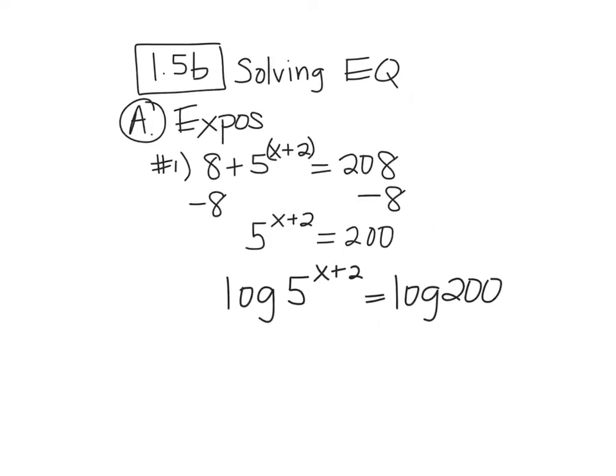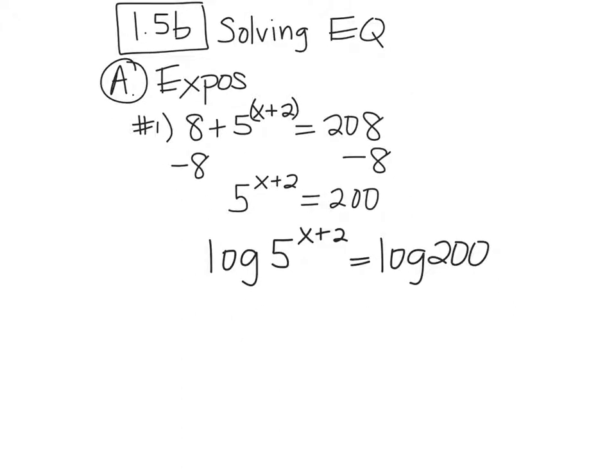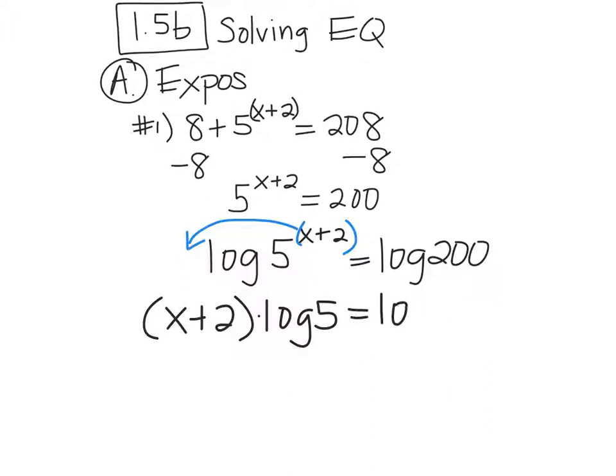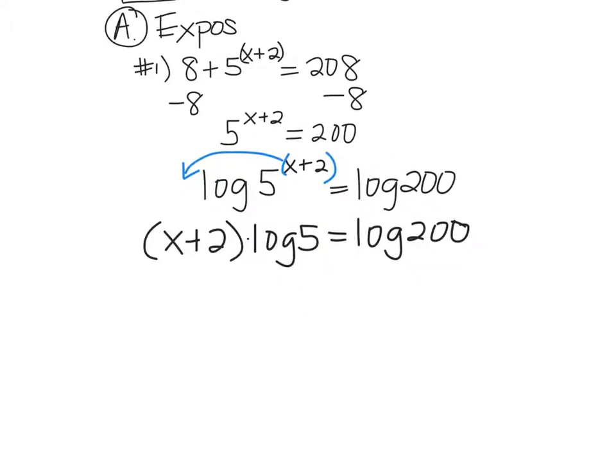Now, why would we want to take the log of this thing and make it more complicated? Well, because this thing that's raised to a power here, we can bring that down to the front. Our log property says that we're allowed to do that. And that's the way we get this down here, and it's not an exponent anymore. So we get x plus 2 times log 5 equals log 200. Divide by log 5.